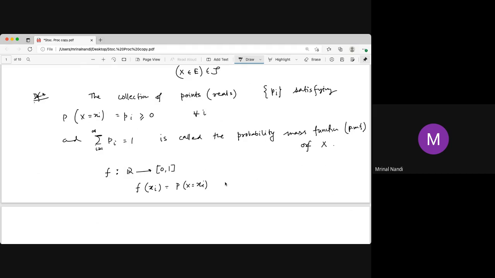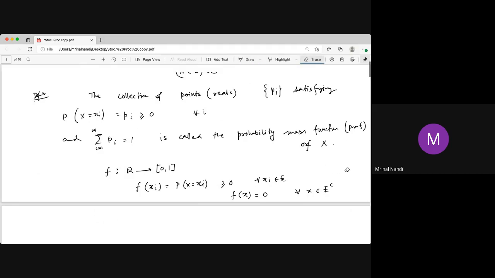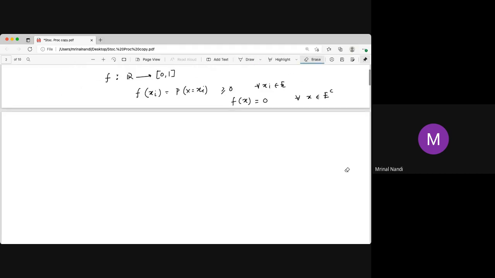And obviously this is greater than or equal to 0 for all x_i in E. And the probability that X takes any other value is 0, for x not belonging to E, that is, in E complement, outside the spectrum. And E is a countable set. Remember, it is countable, or maybe it may be finite. So this is called the probability mass function, PMF.